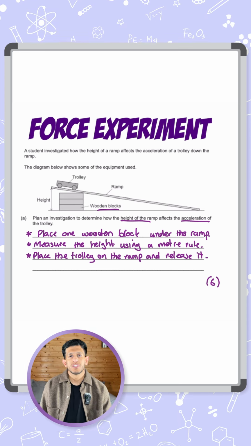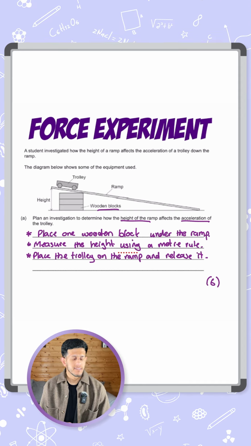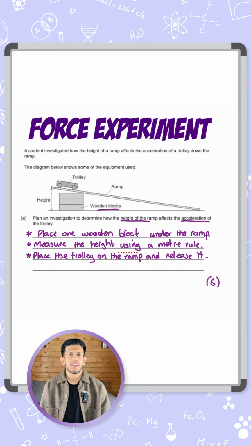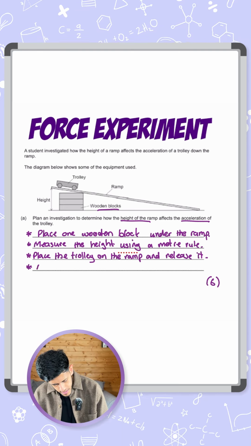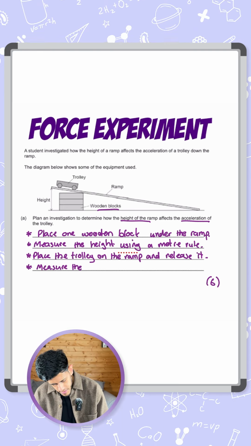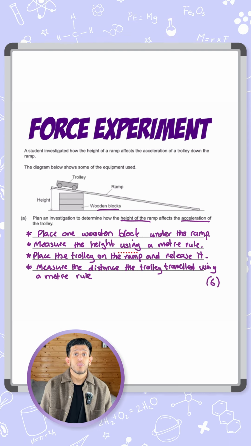So to find the acceleration, we're going to have to look at how far it traveled and how quickly it traveled that distance. Okay, so to record the distance, we're going to say measure the distance traveled using a meter rule once again. So I'll put that here, measure the distance the trolley traveled using a meter rule. So now we've recorded the distance.